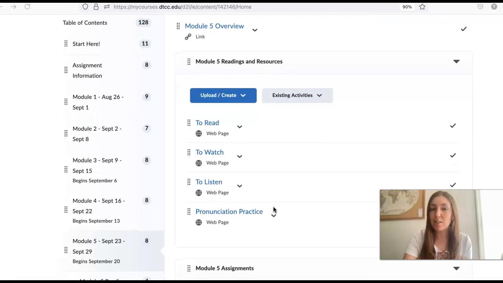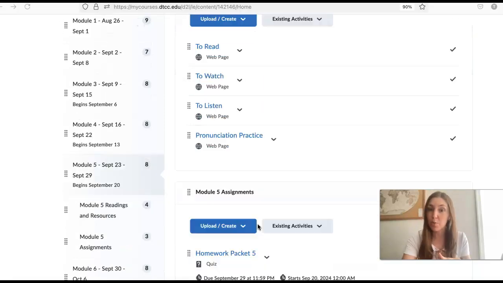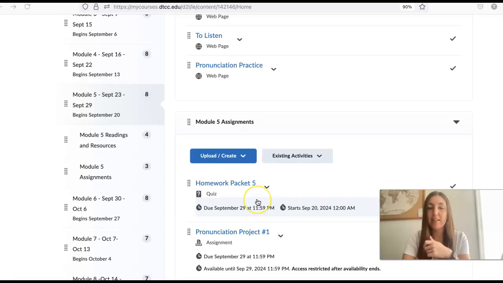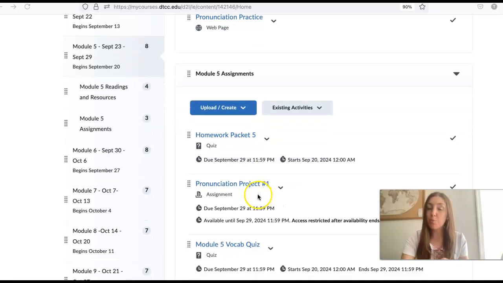Okay, and then like I mentioned last week, under pronunciation practice here, we have some review of the vowel and consonant sounds because this module, instead of a regular speaking assignment, we have the first pronunciation project. So the homework packet is like always. The pronunciation project, again, this is going to be you're reading the text that's there and aiming for clear pronunciation.